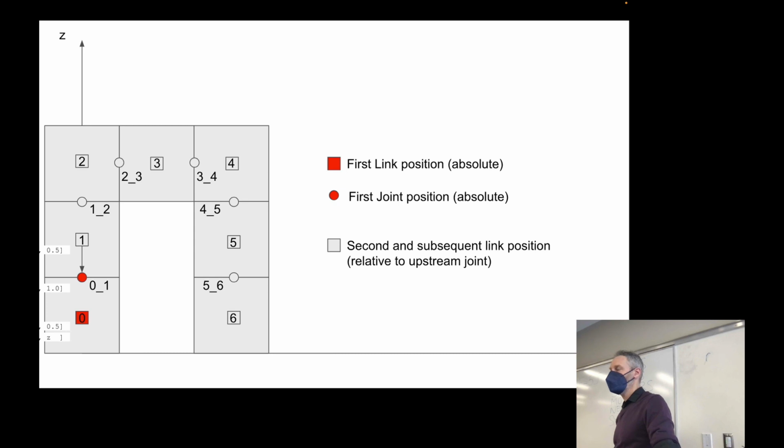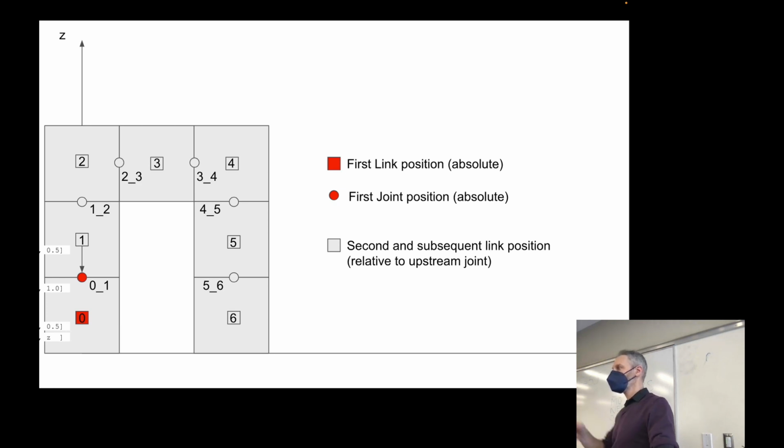Question? Is that even if they're connecting to the initial link again? Exactly. So let's imagine we put another block here, for example. We'll call this link 7. And we want to connect link 7 down here to link 0. We're going to connect it with a joint here. We would create a joint called 0 subscript 7. Link 7 would have an upstream joint. The upstream joint would be joint 0 sub 7. So we would define the position of link 7 to be relative to its upstream joint, which would be sitting right here. So far, so good?